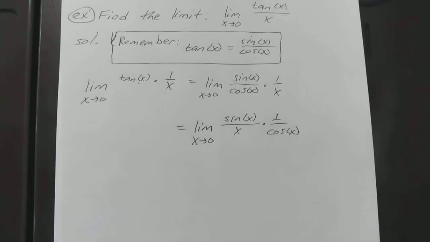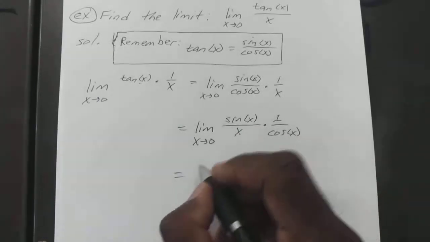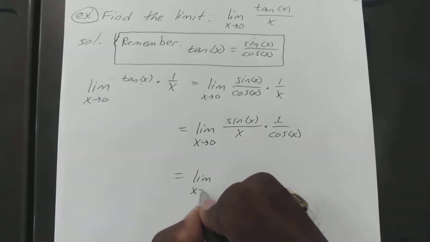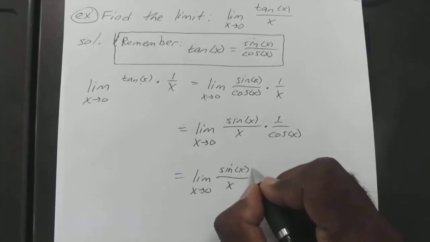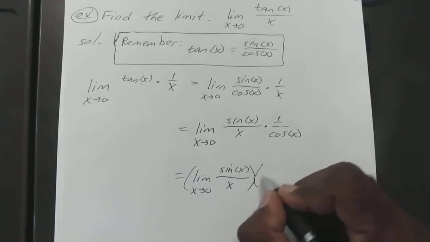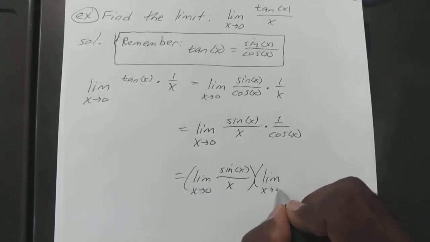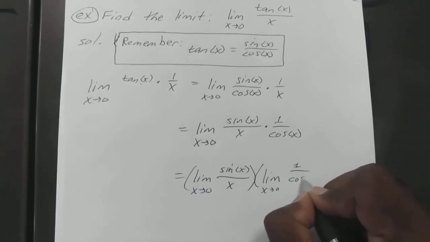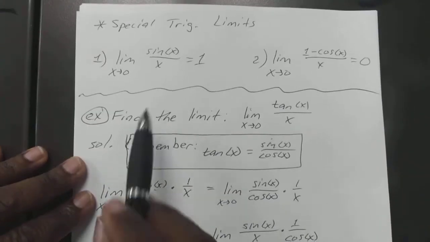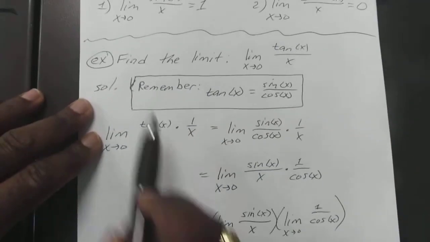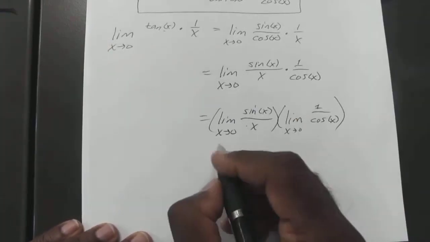Okay, now with the limit, all you have to do is apply the limit to both of the factors. So you have the limit as x approaches 0 of sine of x over x, times the limit as x approaches 0 of 1 over cosine of x. We know from our special trig limit at the beginning that the limit of sine of x over x as x approaches 0 is equal to 1. So this is just going to equal 1.